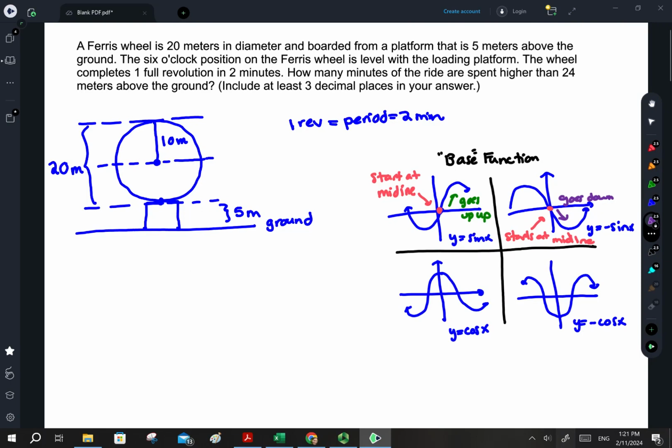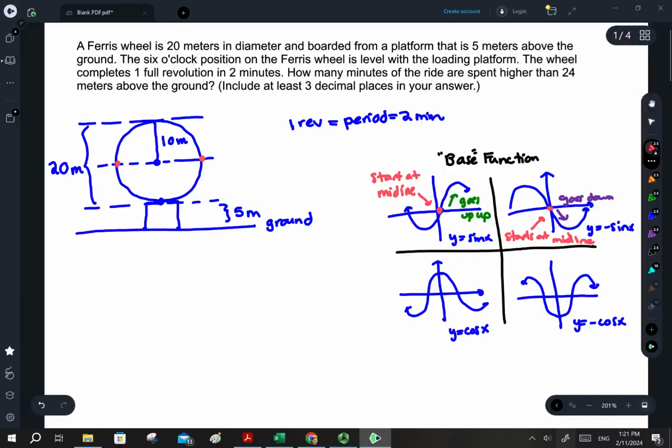Neither of those graphs are going to be what I choose here for the Ferris wheel example, because my passengers aren't starting at the middle of the wheel, the middle height. They're starting at the bottom.